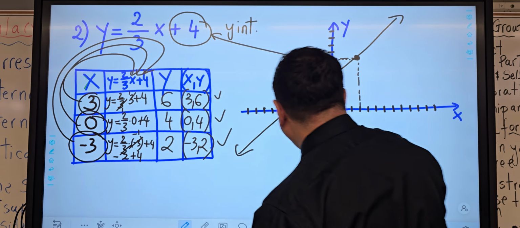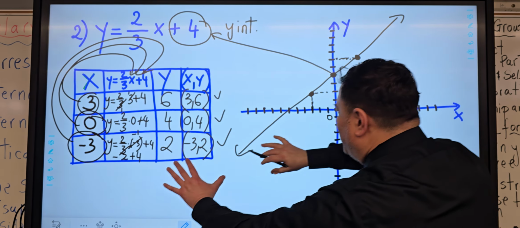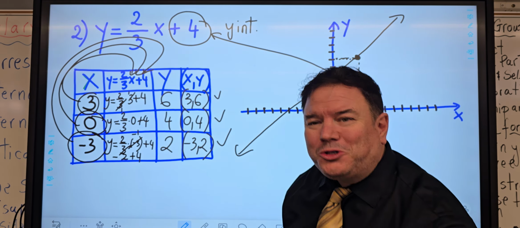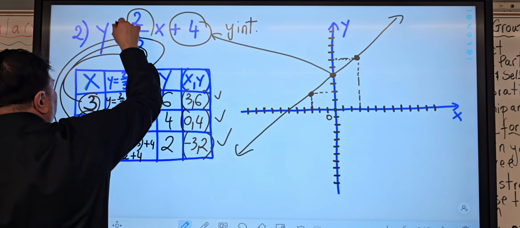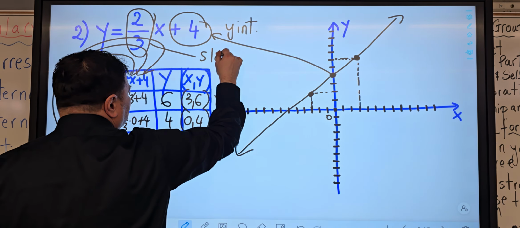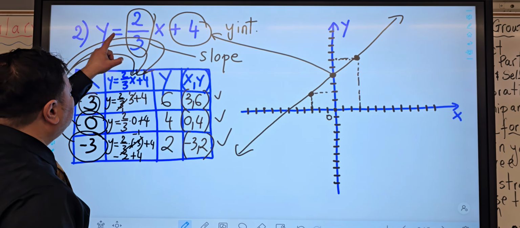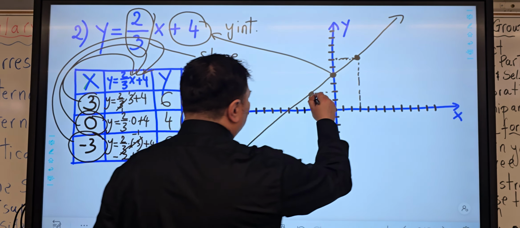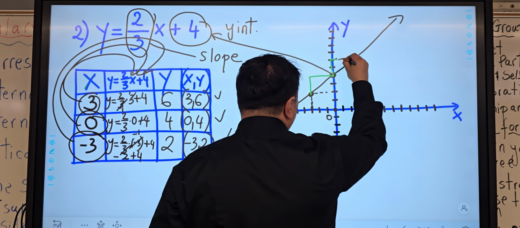Okay. And again, it goes from left to right. From left to right, the slope is positive. And we can also identify the slope by looking at the number or the fraction in front of x. And this is our slope. So the slope in this case is rise over run, which is 2 over 3, right?